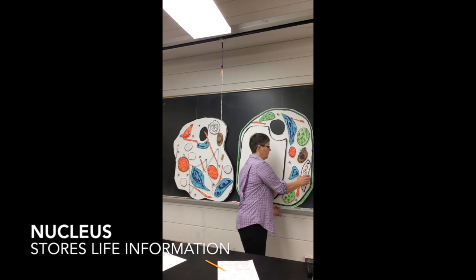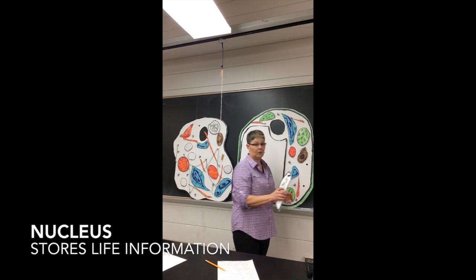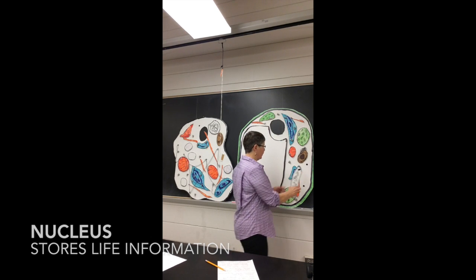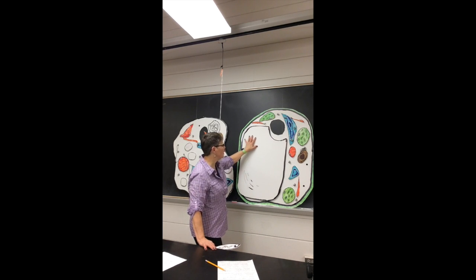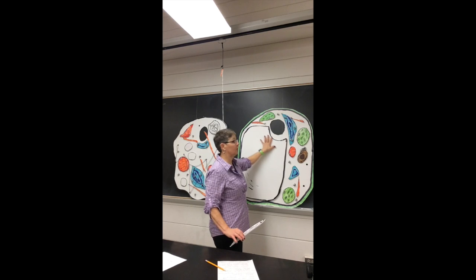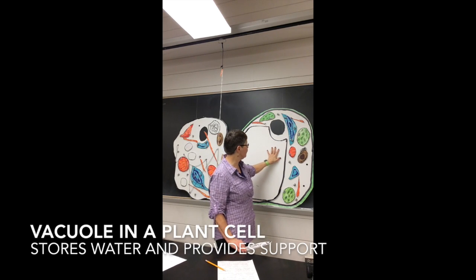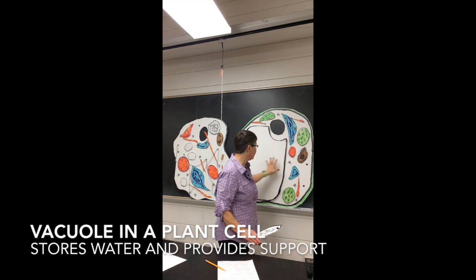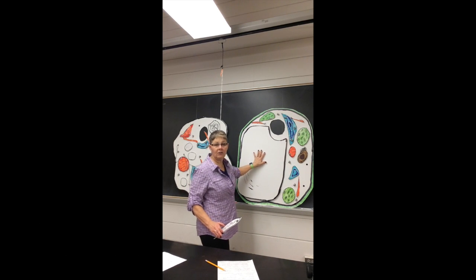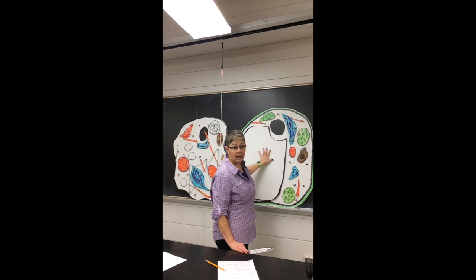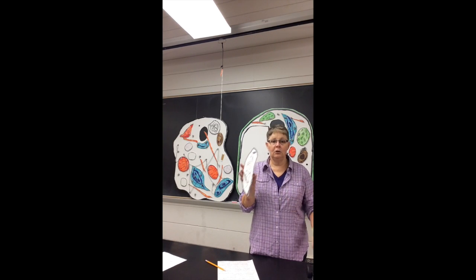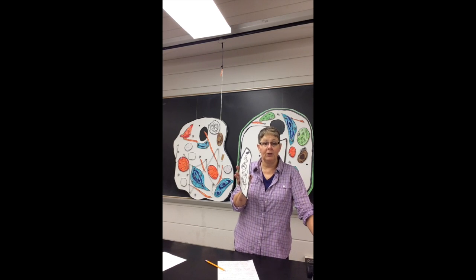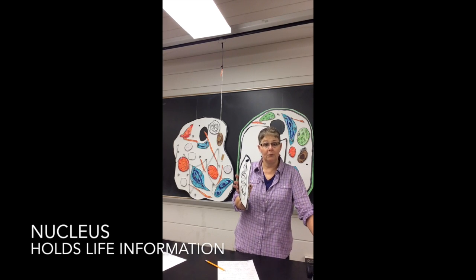Let's look at the first thing. That's the nucleus. This is the nucleus for the plant cell. Notice it's squished over to the side. Why? Because the vacuole, which is this big thing, is really large. In fact, it's even larger than this. It fills up almost the entire cell, and it squishes all of the organelles off to the side. Why? Because this stores water, and it is for storage of water and support because it's so huge in the plant cell. Okay? The nucleus holds your life information. Holds life information.